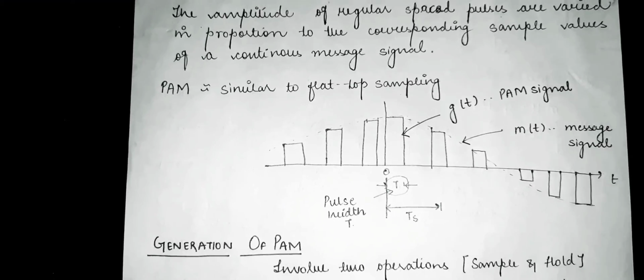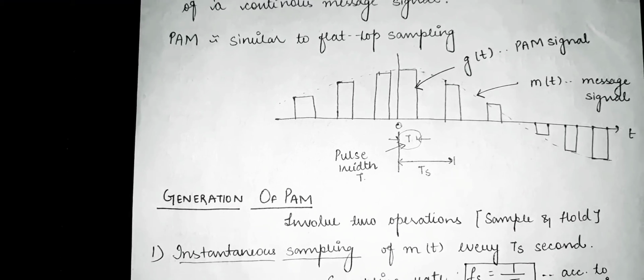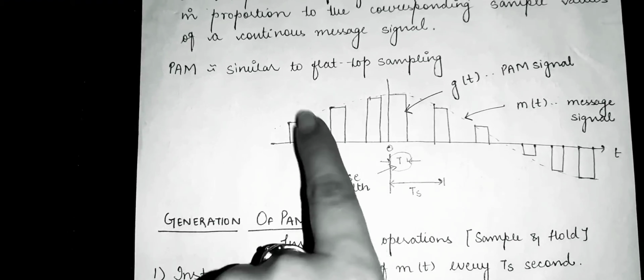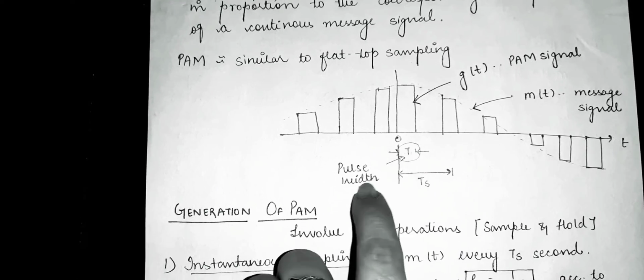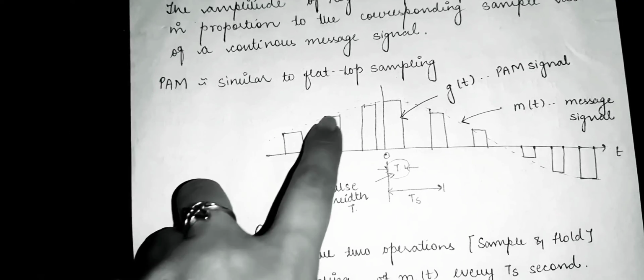Here we can see in the figure, this is your g(t), that is your PAM signal, and this is your message signal. The dotted line represents your message signal m(t) having a pulse width of T. So this is your flat top sampling.